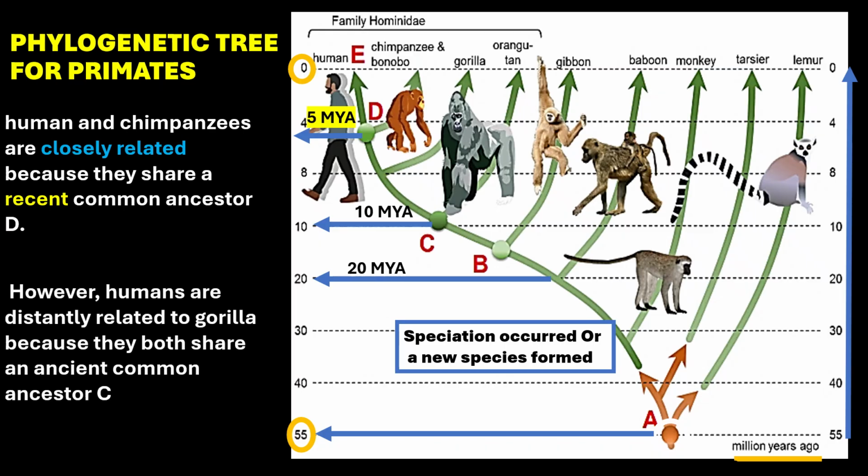And then we have the second part. Humans are distantly related to gorilla. If you look, gorilla existed 10 million years ago. They evolved far before us. And the reason why we are distantly related to gorillas is because we share a common ancestor also, an ancient common ancestor, which is C.